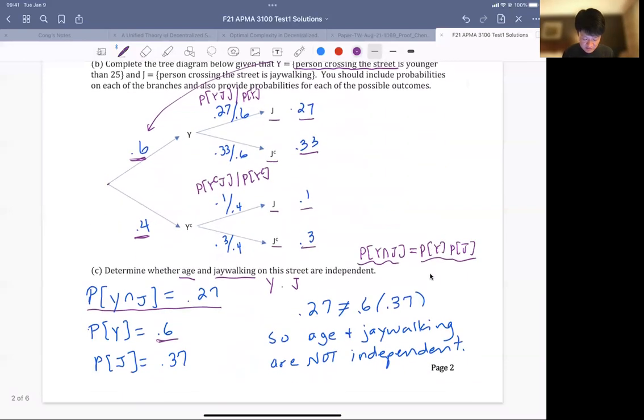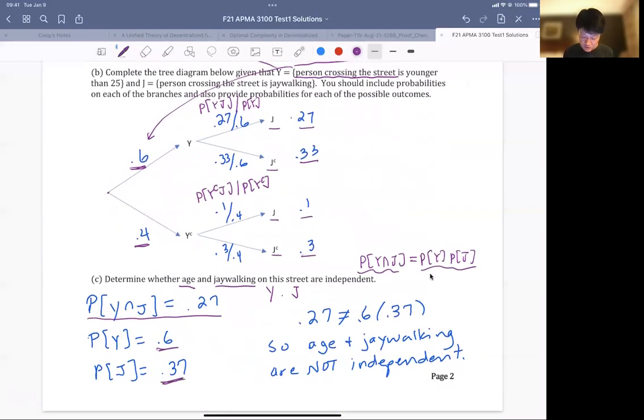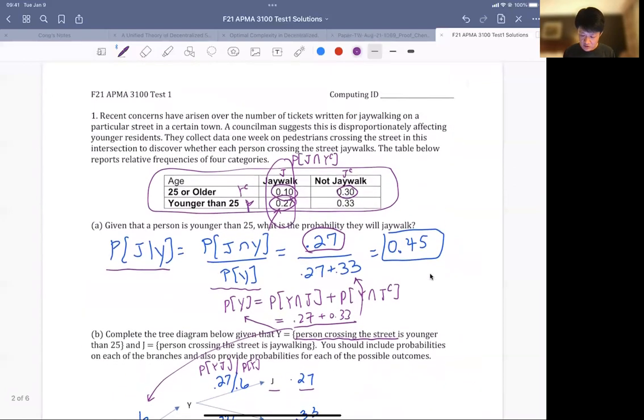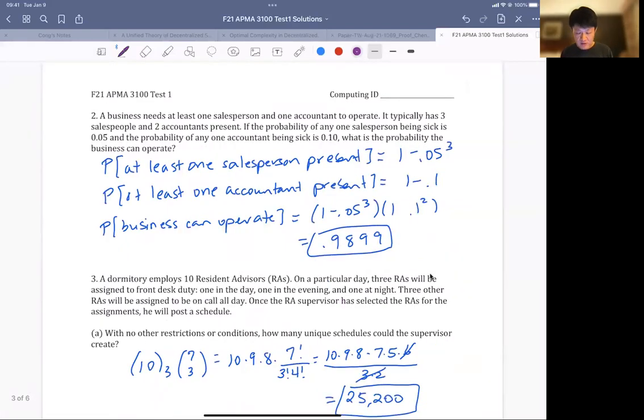So it's 0.37, okay? And you do the multiplication and you compare both sides, they're not equal. So they are not independent, all right? So this is question number 1. I hope it's clear now. Let's move on to question number 2.